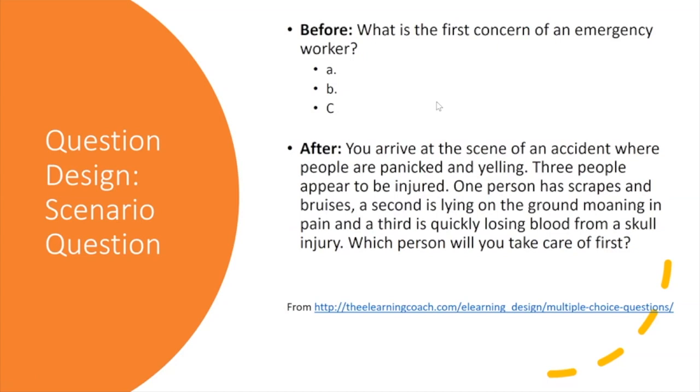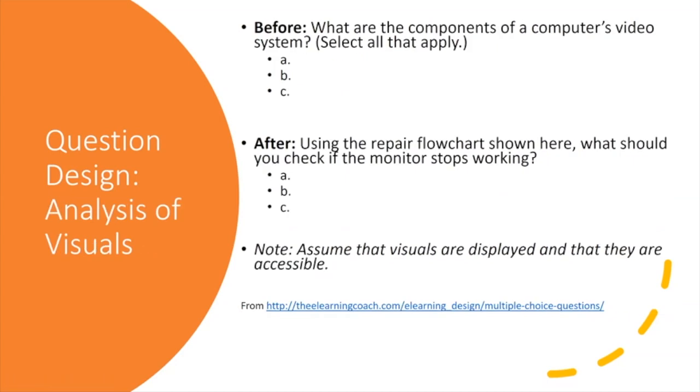So in the next slide, we'll talk a little bit about analysis of visuals. So these types of questions do a really nice job of asking students to analyze or interpret information from visuals. And the visuals are provided as either part of the question or part of the answer. And so when students analyze or interpret visuals, they're able to demonstrate knowledge related to a process. They're able to show that they can troubleshoot. They're able to explain or interpret a process or a set of ideas.